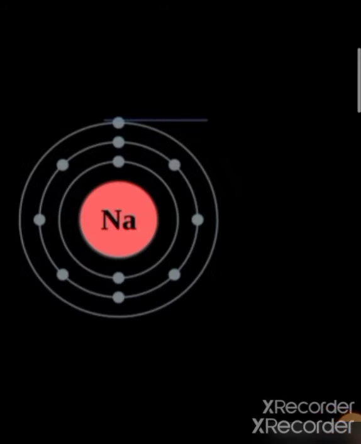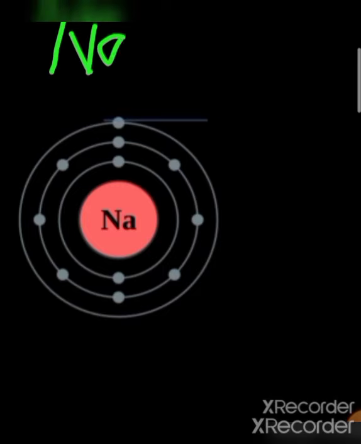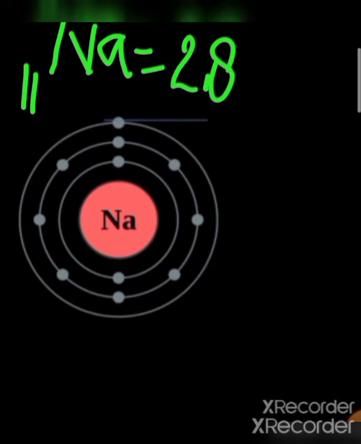Just like sodium. Atomic number of sodium is 11, configuration is 2, 8, 1. It means the valence shell of sodium contains 1 electron. Then the valency of sodium is 1.